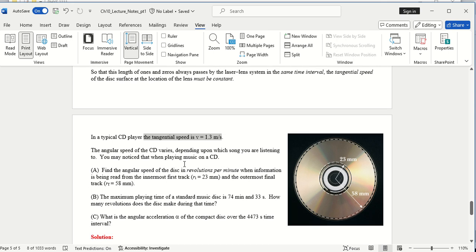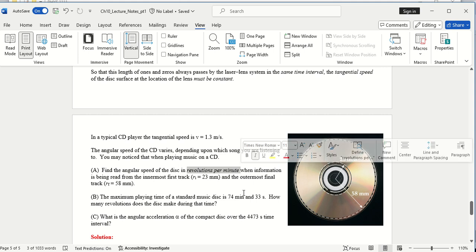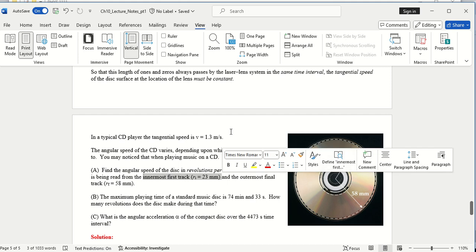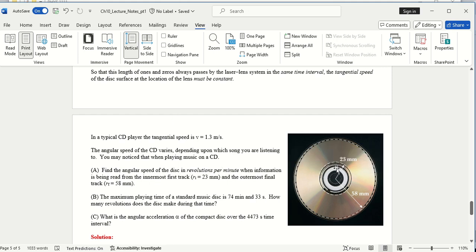And so we want to find the angular speed, omega, and express it in revolutions per minute, because that's what we're used to. How many revolutions does the CD make per minute? We want to know what the angular speed is when you're listening to the first track at 23 millimeters, or the last track located at 58 millimeters. And those are the distances from the rotation axis.